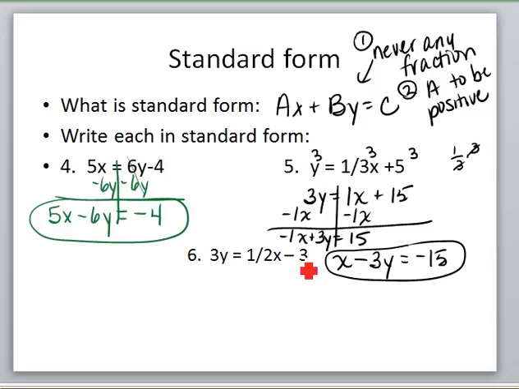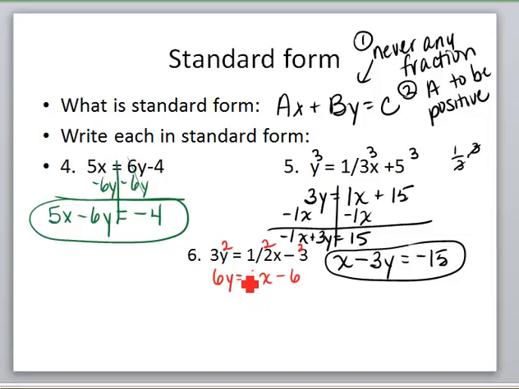The last example here, again I have fractions. We'll get rid of the fraction 1/2 by multiplying everything times 2. So 3 times 2 is 6y. 1/2 of 2 is 1x. And I have 2 times 3, which is 6.